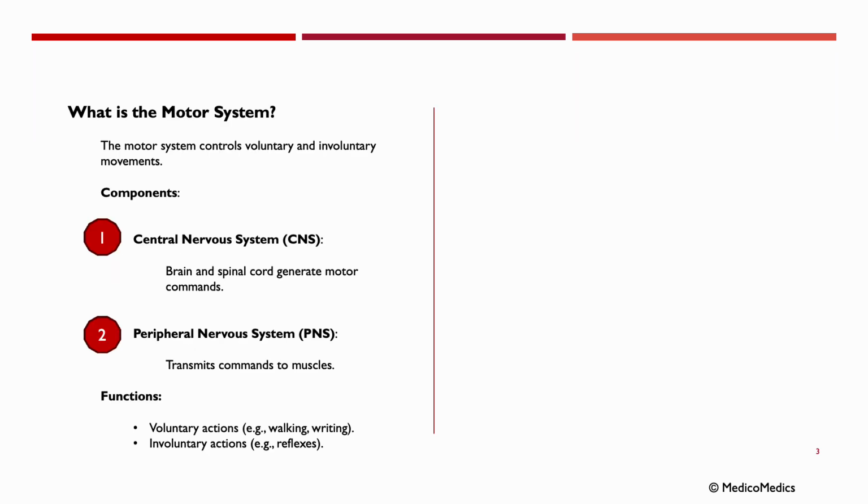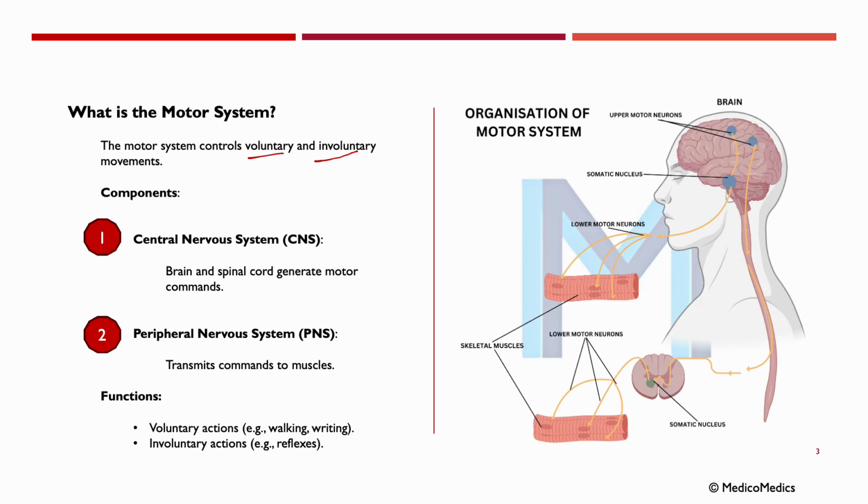Now let's talk about the motor system, the part of our nervous system responsible for making the body move. The motor system controls both voluntary and involuntary movements. So everything from walking, waving, to reflexively pulling your hand away from a hot stove, that's the motor system at work. And it is divided into two main components.